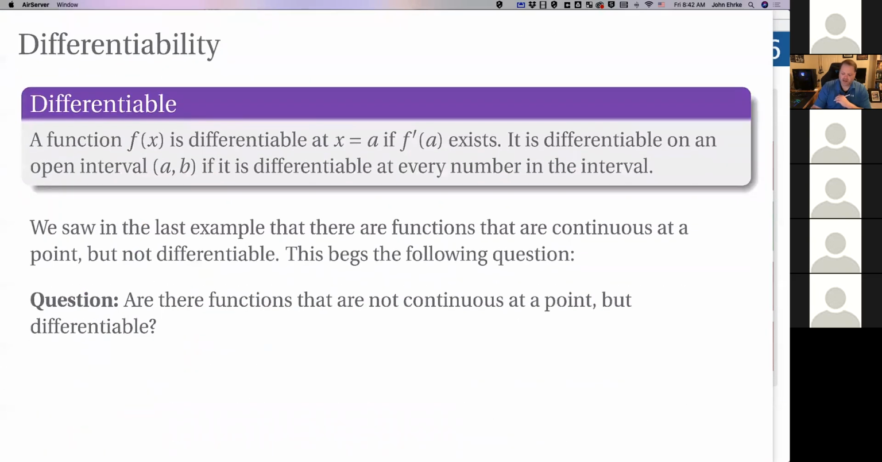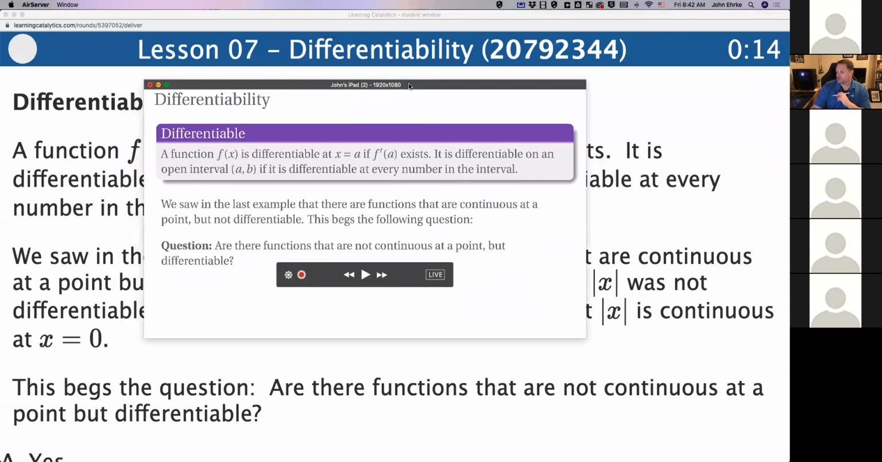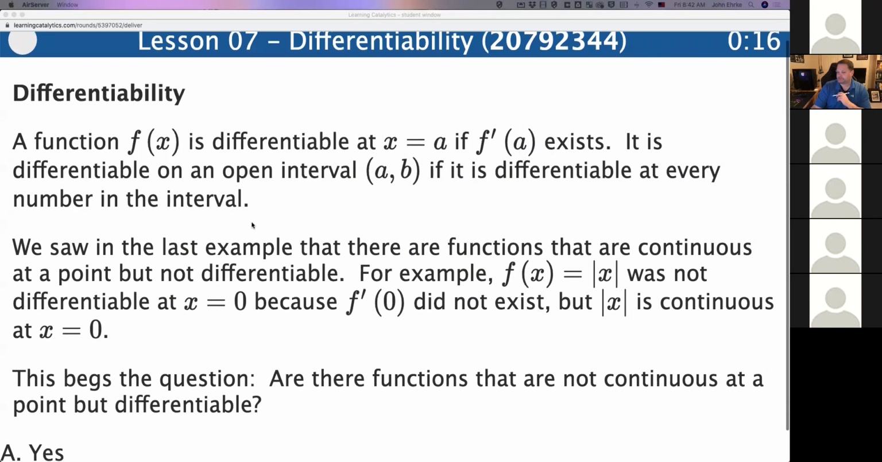So that's the question I have for you: are there functions that are not continuous at a point, but still differentiable there? I want you to answer this question. What do you think is true? Is it possible to take a derivative even at a place where things aren't continuous? So the Learning Catalytics question for this should be out there for you. Let's see what your response is.